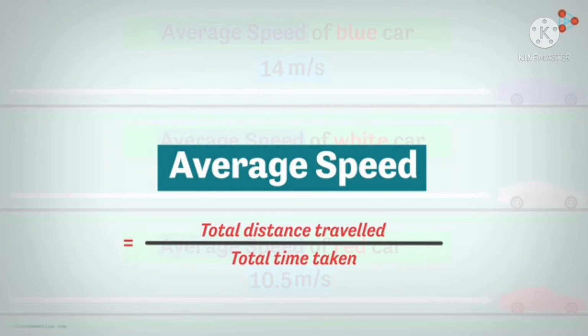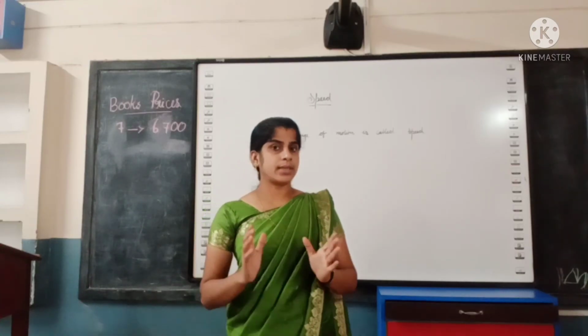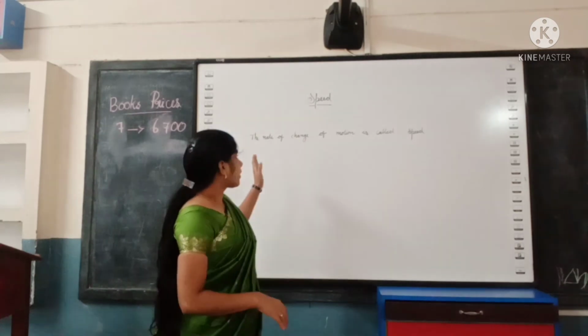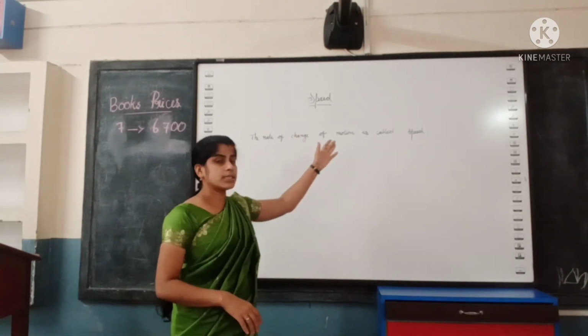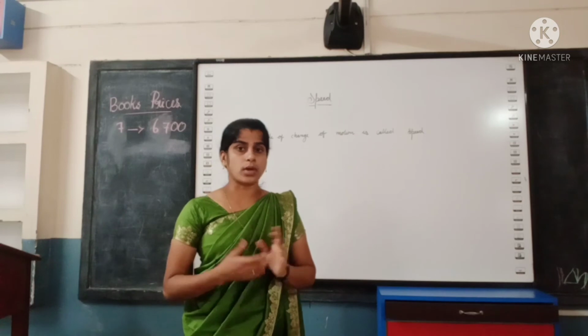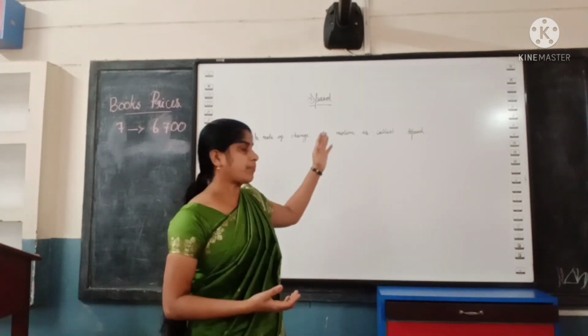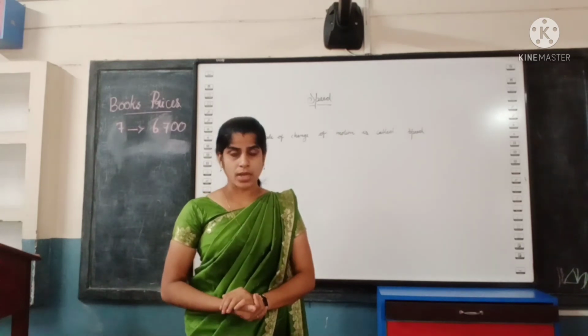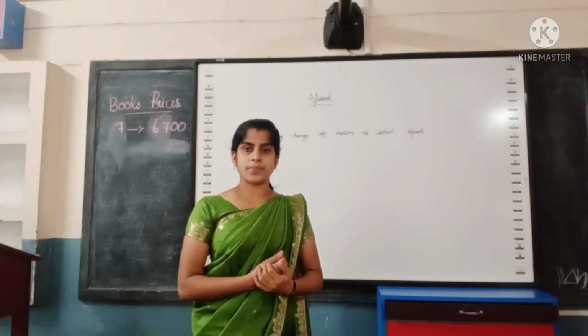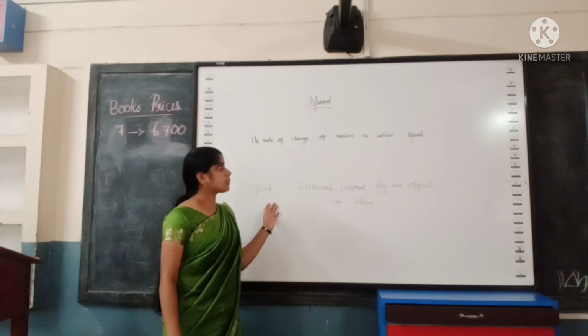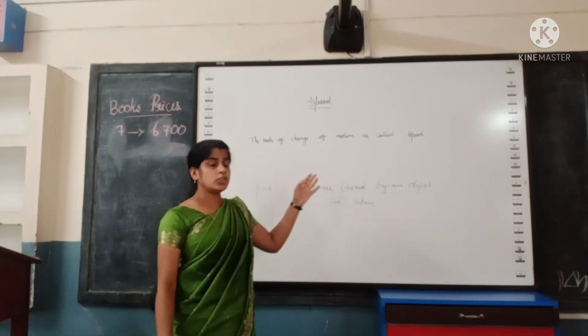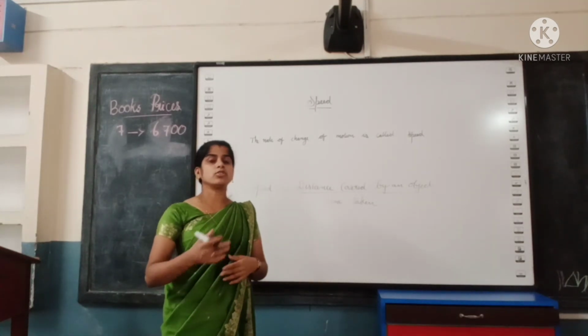Okay, well, so the rate of change of motion is called what? Speed. So what is speed? The rate of change of motion, that is called what? Speed. So what is the equation of speed? Speed is the rate of change of motion.